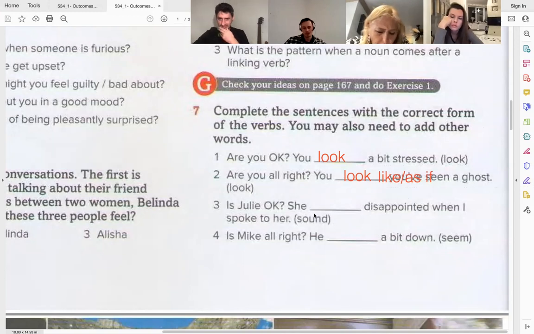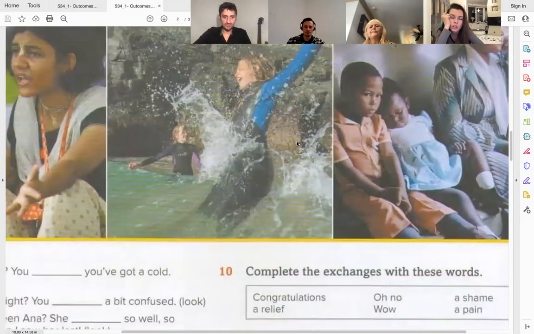Okay, Ada, number 3. Is Julie okay? She sounded disappointed when I spoke to her. That's correct. She sounded disappointed, because disappointed is an adjective. Okay, good. And Emily, 4. Is Mike all right? And here we can say he seems a bit down. Exactly. He seems a bit down. Okay, so looks like you got the general idea here.